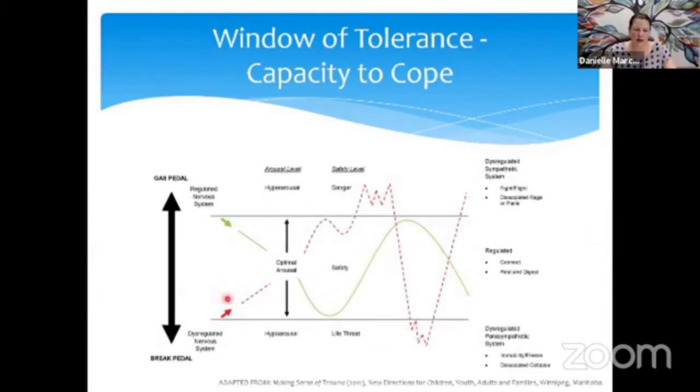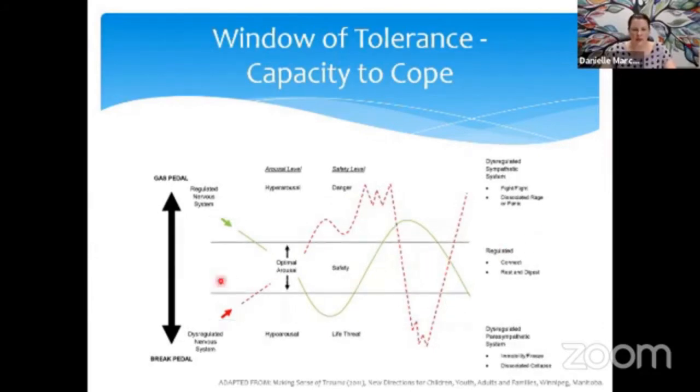So the red line is someone who has experienced trauma. During their day, they go outside their tolerance level frequently. They perceive danger when there isn't a danger. They react in fight or flight when there isn't an actual threat to their life.